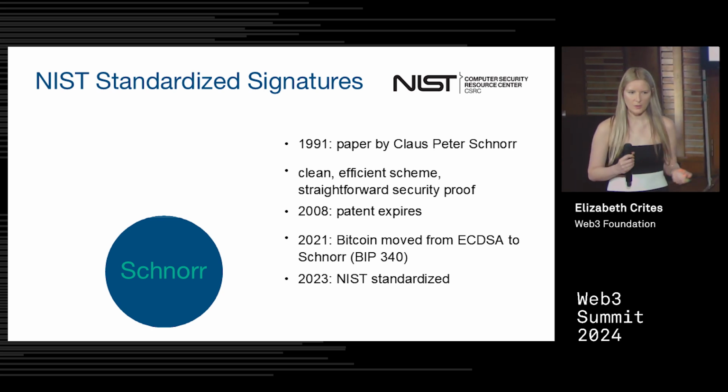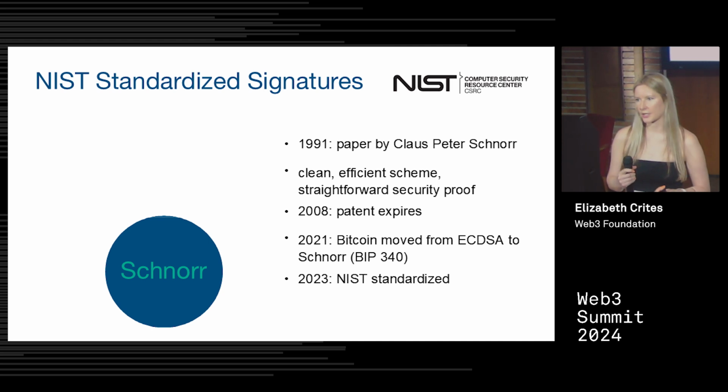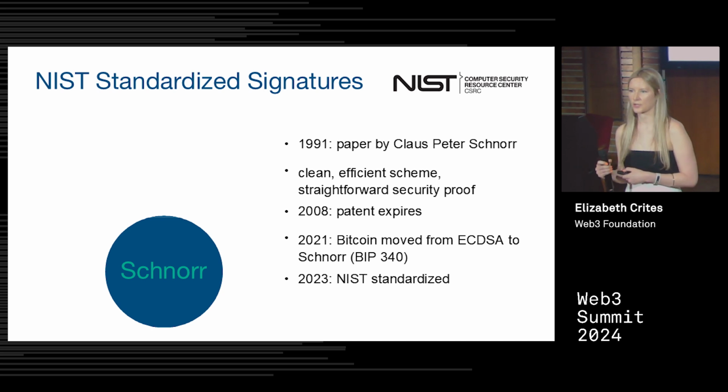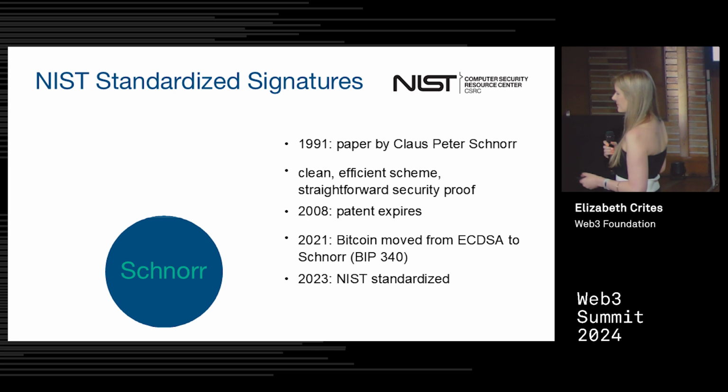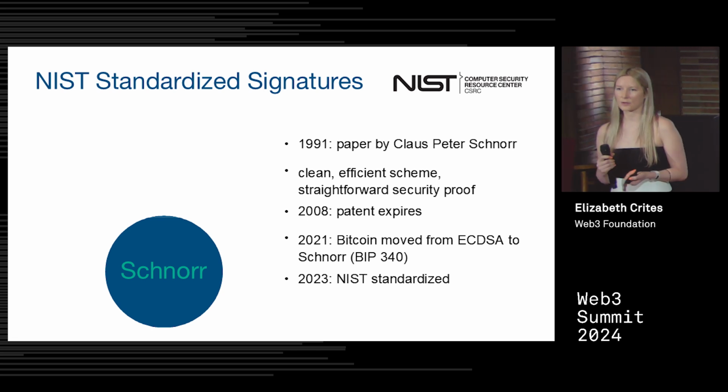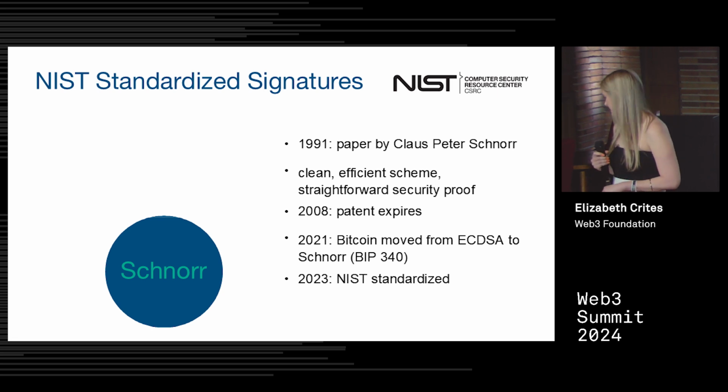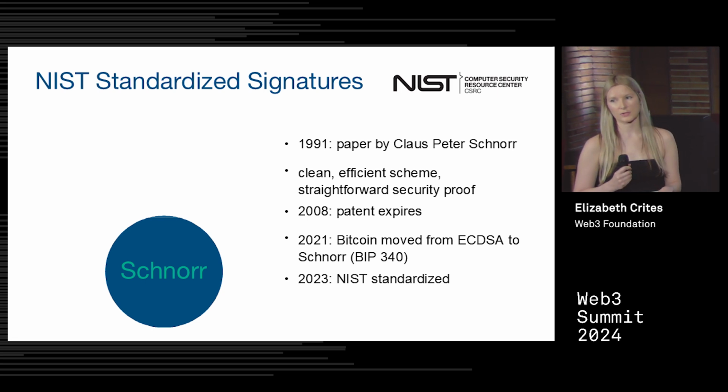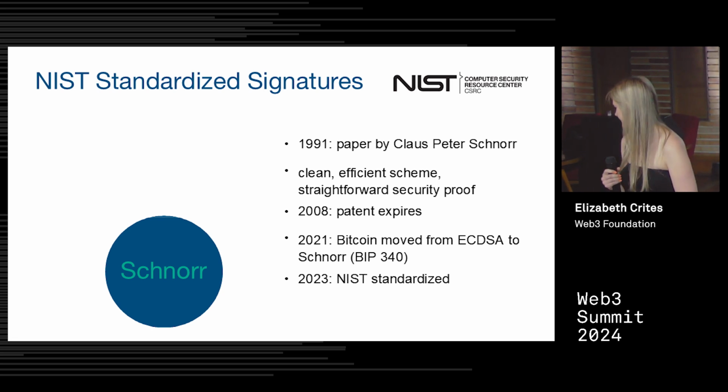But in 2021, we saw a big shift in the cryptocurrency community with Bitcoin moving away from ECDSA signatures to Schnorr signatures. And we expect that there will be a lot of transition away from ECDSA to Schnorr, precisely because it's just simpler, it's efficient, it has these nice security proofs, and the multi-party versions are significantly cleaner. So given that there was a lot of interest in the cryptocurrency space for these threshold schemes, and in particular Schnorr schemes, NIST standardized Schnorr signatures in 2023.